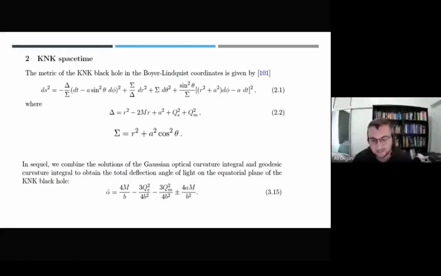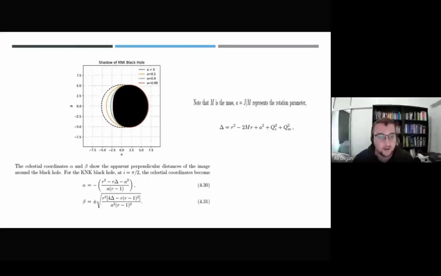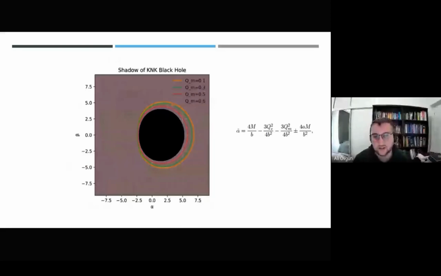deflection angle. After that we generalized it and calculated the shadow of this black hole, and we see the effect of the rotation parameter a. When the rotation parameter is increased, the deformation is also increasing. This is expected, but we also look at the effect of the magnetic charge. When the magnetic charge is increasing, you can see that the radius of the shadow is linearly decreased with this extra magnetic charge if you compare with the Kerr-Newman black hole.